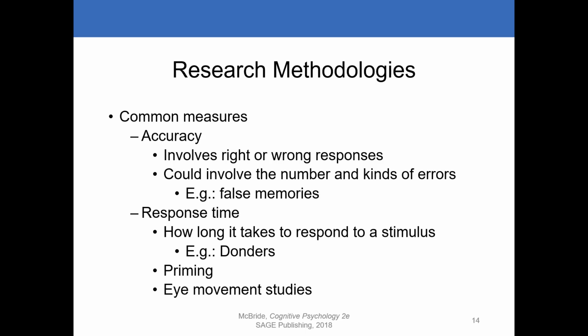We also look at accuracy. It looks at right or wrong responses, so we might want to see how accurate somebody is. This research happens with false memories. We can make up a memory, get somebody to believe it, and then see how many inaccurate things they remember. We'll get into this a little bit later in the series. We can also look at response time. How long does it take an individual to respond to a stimulus?